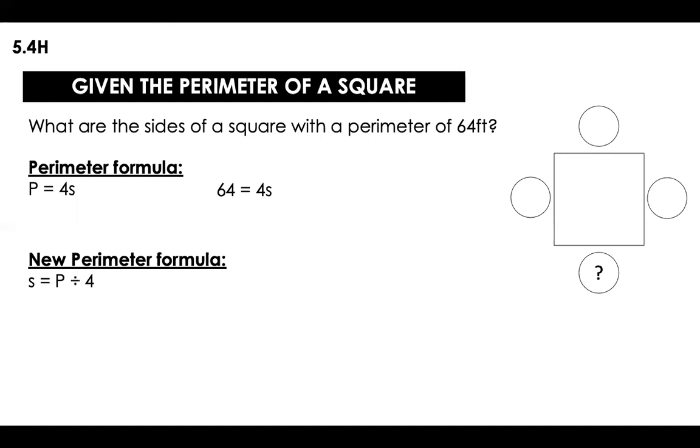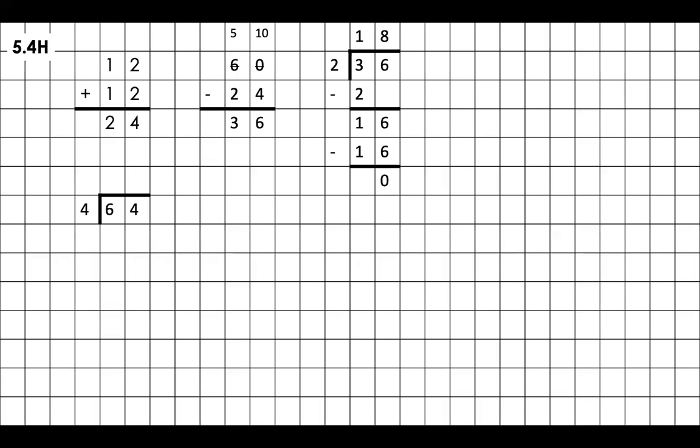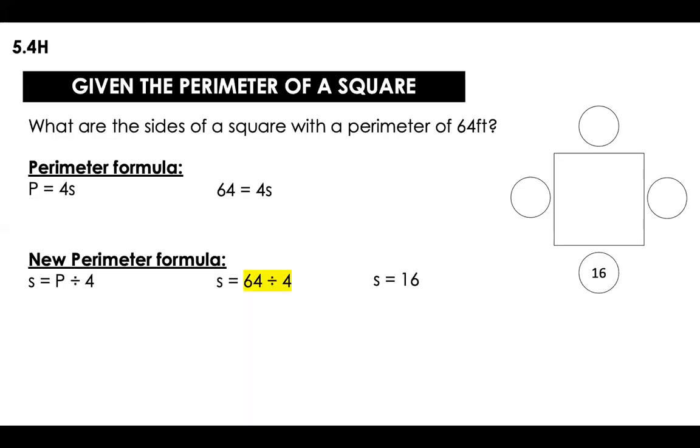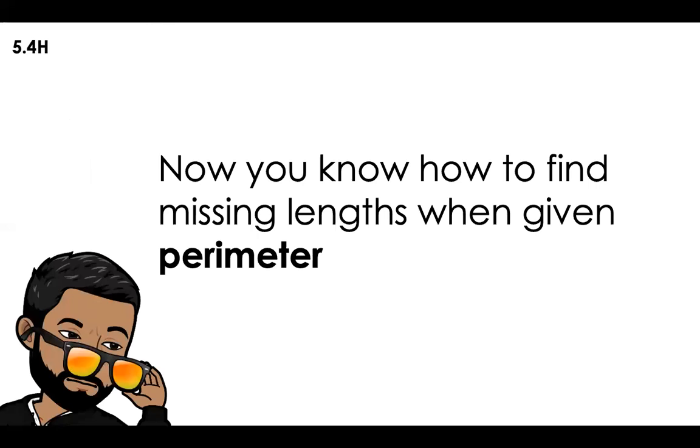Just do the inverse. So in this case, P, that is perimeter, becomes 64. So my side is equal to the entire perimeter of 64 divided by 4. That will be 64 divided by 4 is going to be equal to 16. So each of my sides is going to be 16 feet. Whenever I put all of them together, I will have an answer of 64 feet.